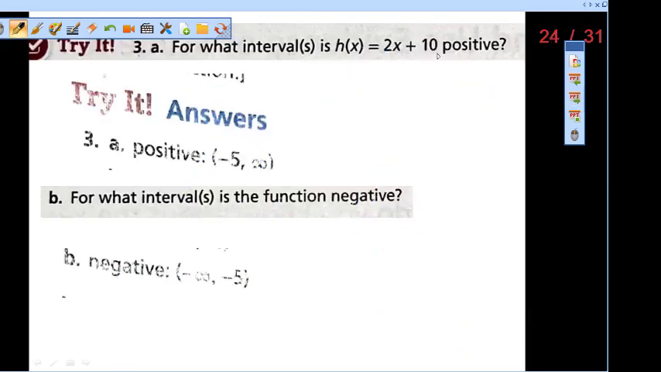Now, guys, I said 2x plus 1. Is this function positive? Yes. Is it always positive? No. It's always increasing. This one increases, this one increases. Always increasing. Return back.